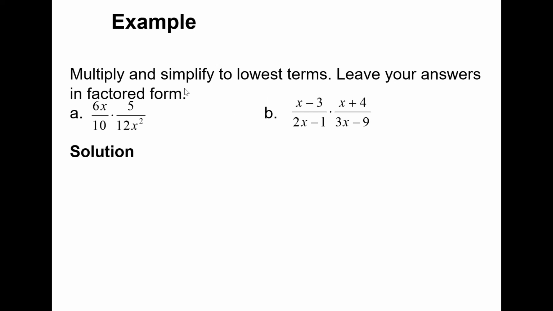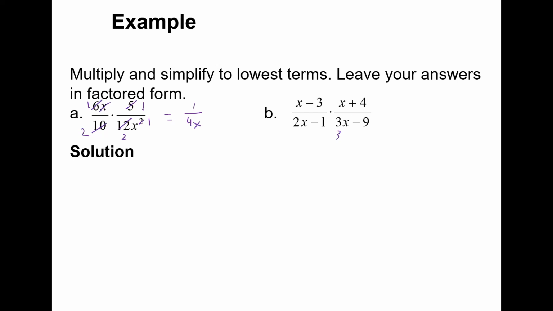All right, so again, I'm going to show you how to reduce first, and then we'll show you a different way. So here we're supposed to multiply and simplify to lowest terms, leave our answer in factored form. Well, 6 will go in here once, 6 will go in here twice, 5 will go in here once, and it'll go in here twice. Now, x cancels here with one of those and one of those. So now what do we have? We have 1 on top. We have 2 times 2 is 4 times x. So we have 4x.